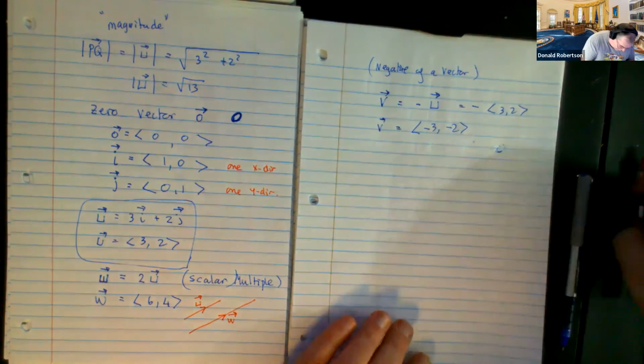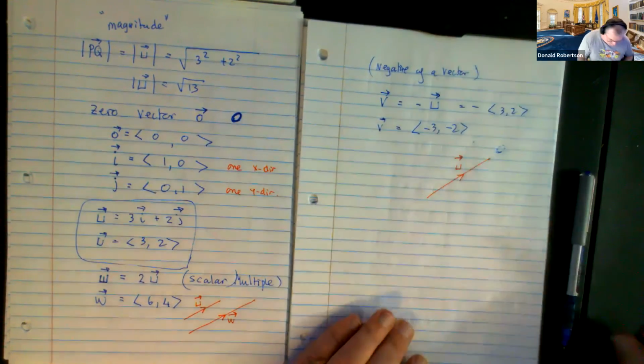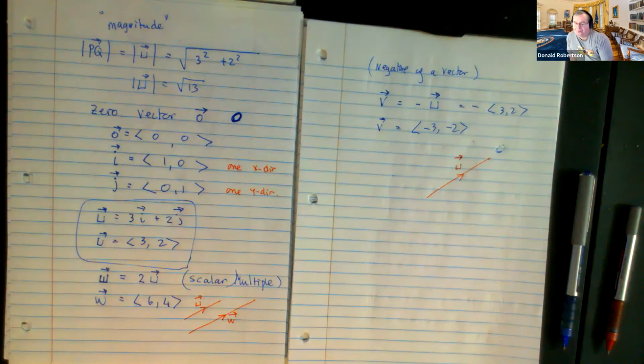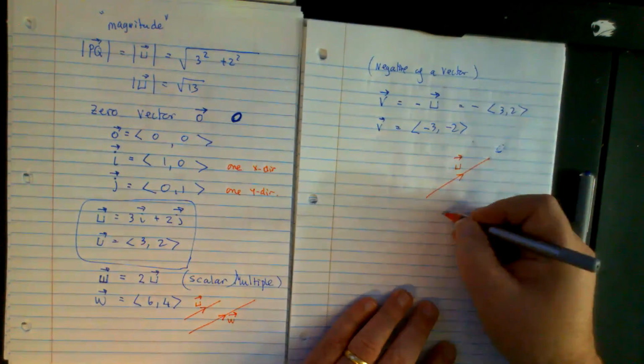Now, if you draw the original vector u, what would the vector v look like, the negative of u? Parallel, just traveling the opposite direction. That's exactly what it is.